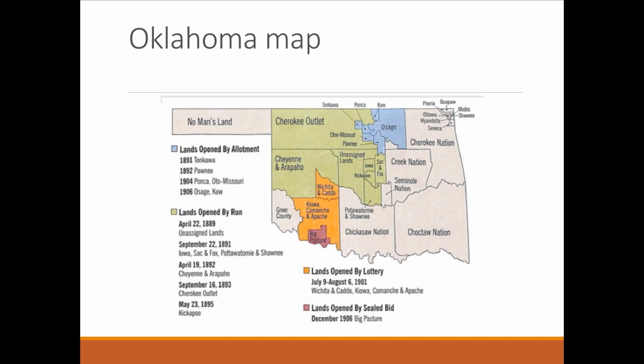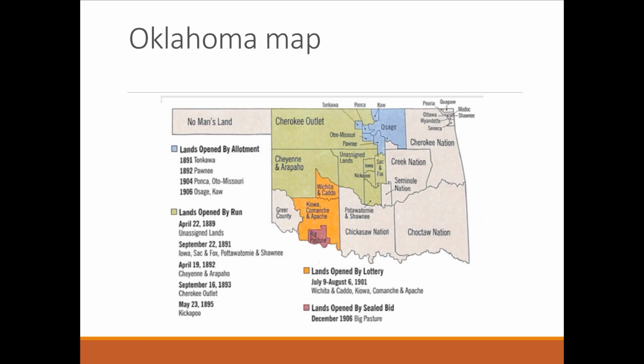So this map is available in the Oklahoma Historical Society Research Library, and you can just pick them up at the front of the room when you go in. There's lots of educational materials available there.